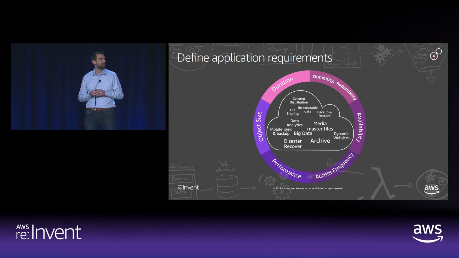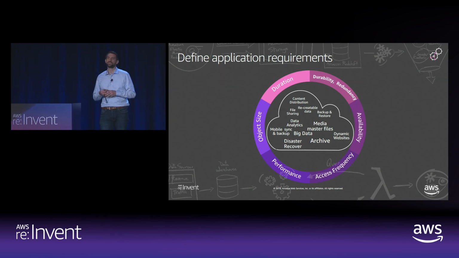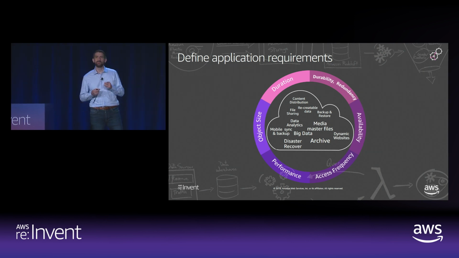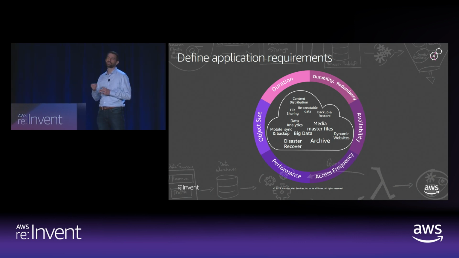What access frequency do you have? Access frequencies go from milliseconds every minute to once a month, once a year, once a day, once an hour. So it really depends on you. We talk about performance: when you access your storage, what performance you want, what first byte latency you want. We talk about the object size, because it's object storage, the object size really matters when it comes to cost.